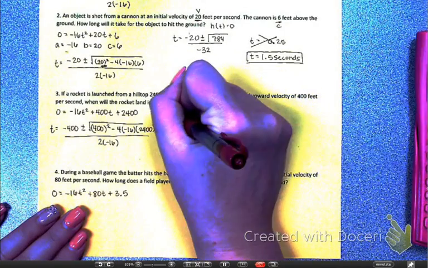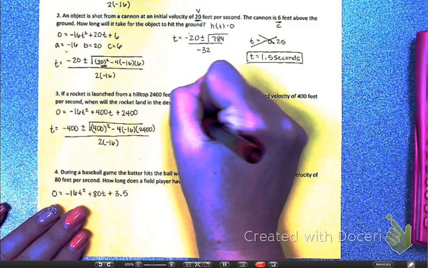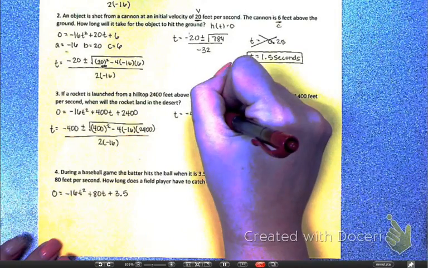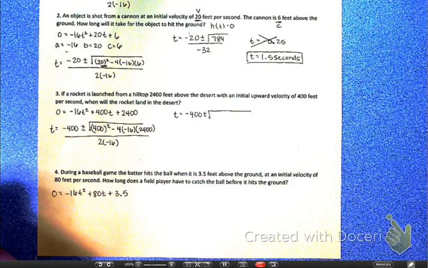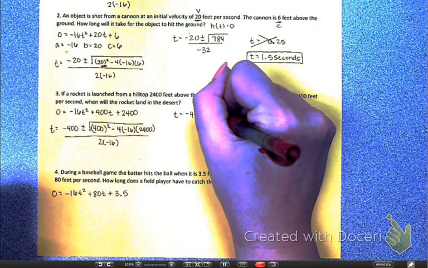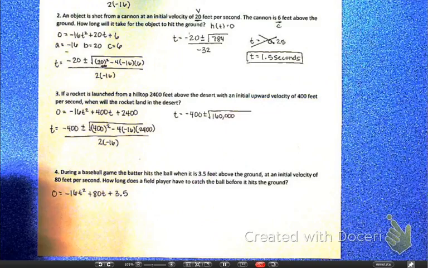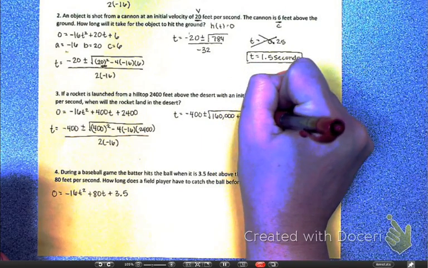Okay, so those are your equations. For number 3, you should have negative 400 plus or minus the square root of 400 squared minus 4 times negative 16 times 2400, all over 2 times negative 16. Are we still okay? Okay.